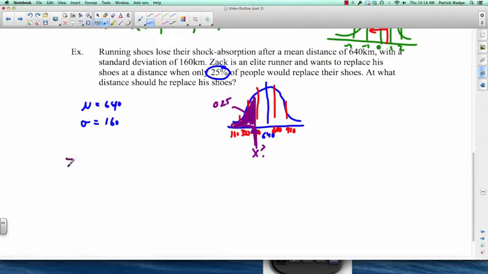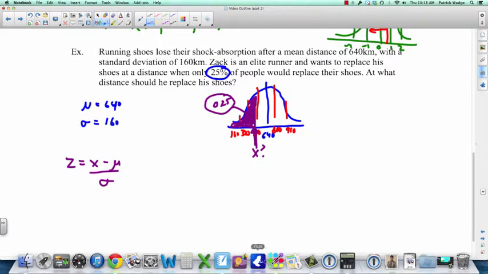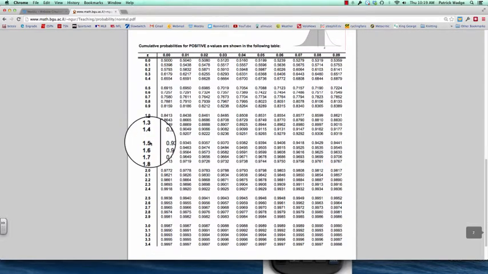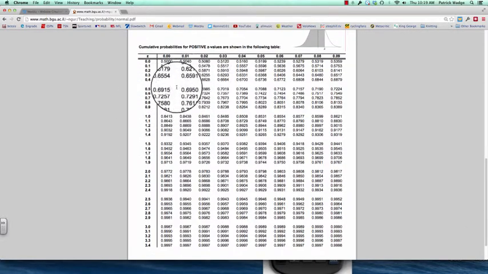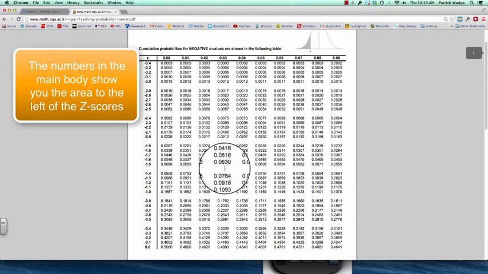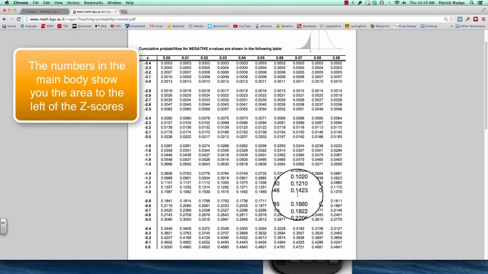So if we look at our formula, z equals x minus the mean over the standard deviation. We have the mean, we have the standard deviation, we need one of these two things. Using this 0.25, you can figure out the z-score. But this time you're going to do it the opposite way. This 0.25 is the area, or the probability, and you have to find what the z-score is. So you're going to use your table again, but you won't be going down here to look for 0.25. You're going to look in the main body here and find the value that's closest to 0.25.